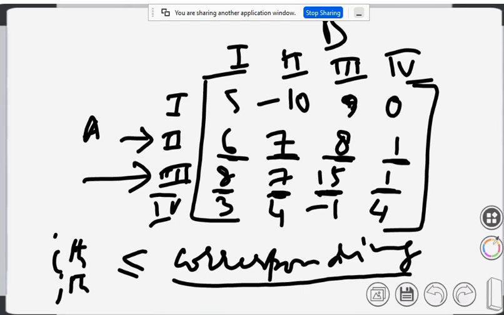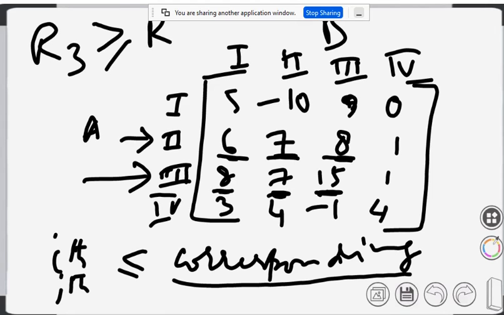So, the third row: all the elements of the third row are greater than or equal to the corresponding elements of the second row. We will write this way: R3 is greater than or equal to R2, drop R2. So that is the rule.